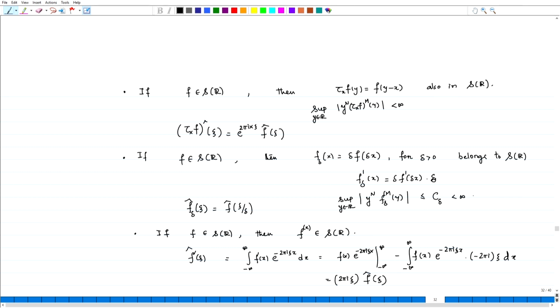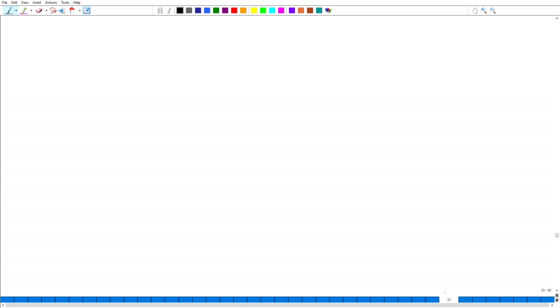Similarly, if I take the higher derivative, what I will get is that f k hat of xi is equal to minus 1 to the power k, 2 pi i xi to the power k, f hat of xi. Okay, so this is what we have easily by integration by parts repeatedly. So, that is what we are going to get.